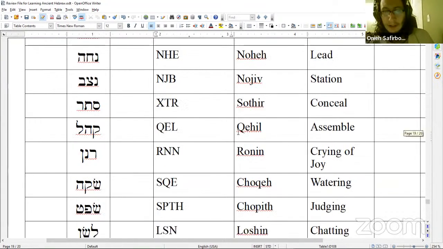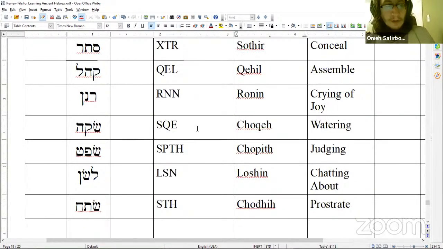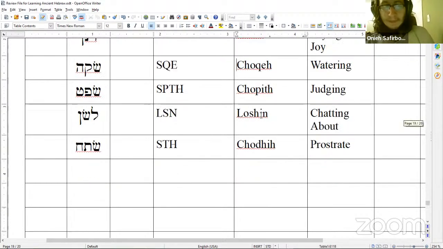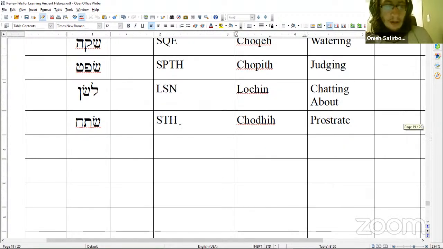Sother, conceal. Kahil, assemble. No, I'm wrong. I said earlier, Aleph, Hey, Lamed was the same word as this, but it's not. Obviously, there's a difference between the Aleph and a Kaf. So, Kahil, assemble. Ranin, crying of joy. Chacha, watering. Chapith, judging. Lachin, chatting about. And Chatha is prostrate. Yeah, prostrate.